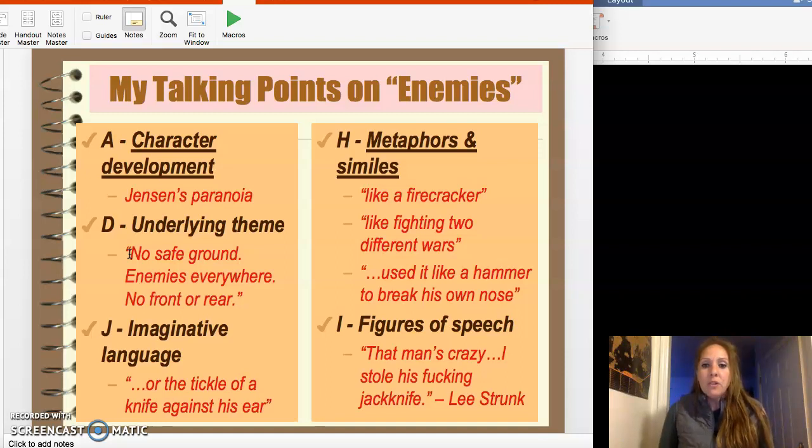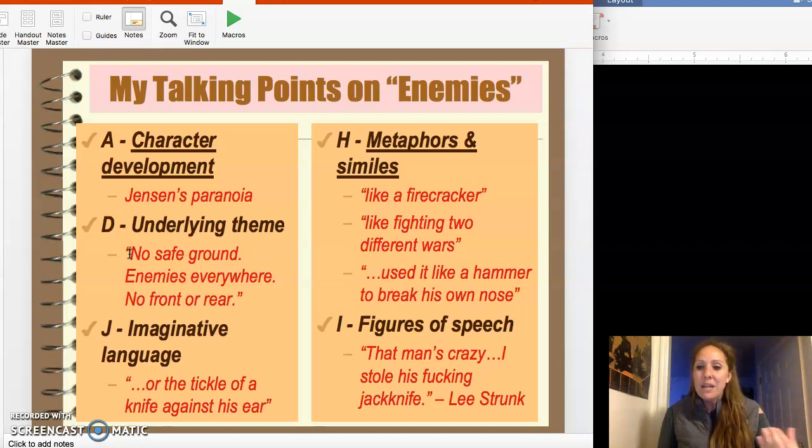I also found this beautiful imaginative language. I love the line where it talks about how he's all paranoid. He's imagining a grenade rolling up to him in the night. And he says, quote, "or the tickle of a knife against his ear." And just imagine, like, do that to your ear. Tickle your ear. And we all know, ooh, that's going to give you chills. It's going to give you goosebumps.